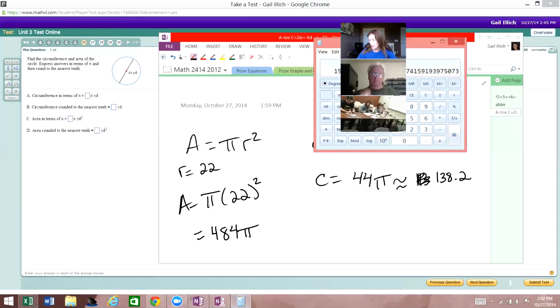Oh, see, if you round, that one's different. So I'm going to stick with, what am I going to do? I'm going to guess using my 3.14. Maybe this one has some tolerance. So anyway, y'all just email me if it doesn't work. So I'm going to do 484 times 3.14, and that gives me 1519.8.